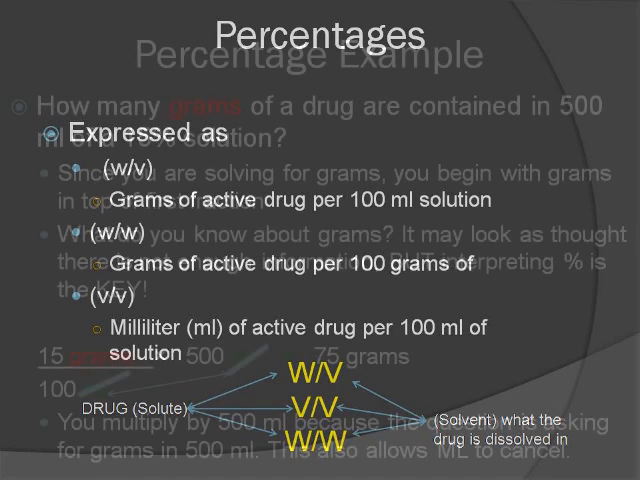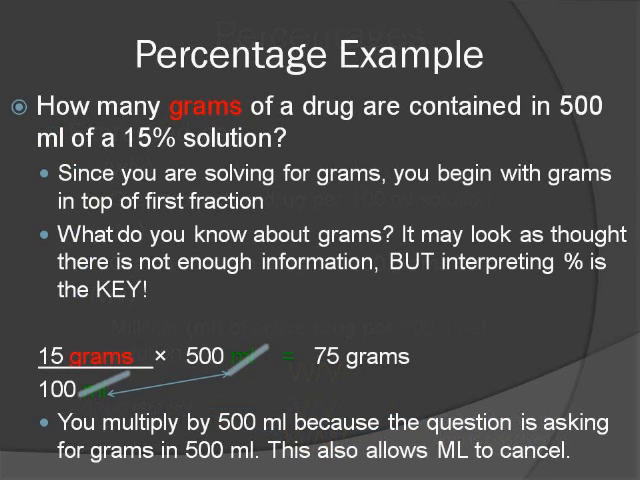Now, you already guessed it. Let's take a look at a percentage question example. In this question, we're asked, how many grams of a drug are contained in 500 mils of a 15% solution? Since we're solving for grams, you see it in red, we begin our equation with grams on the top of our first fraction. So what do we know about grams? Well, it might appear as though we don't have any information on grams, but interpreting that percent is the key, because you'll know that by definition, 15% means 15 grams in 100 mils. So there you see our first fraction in our equation.